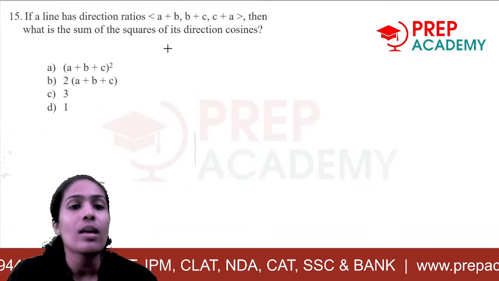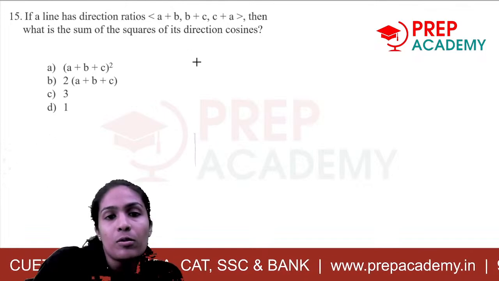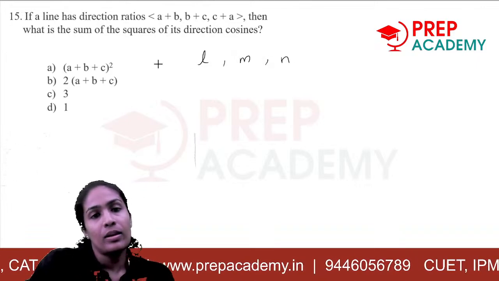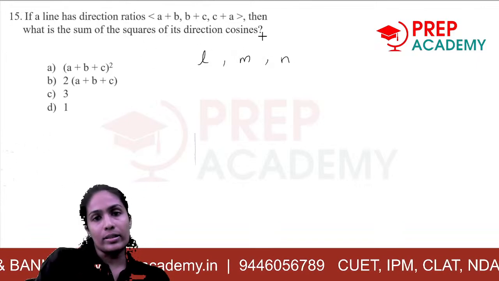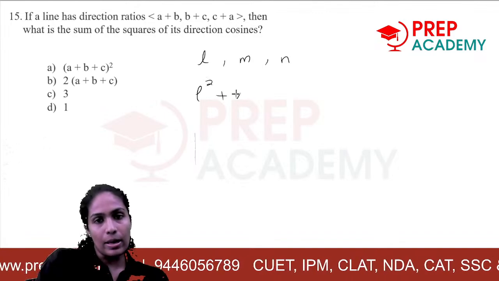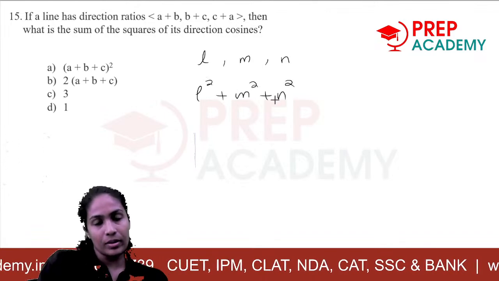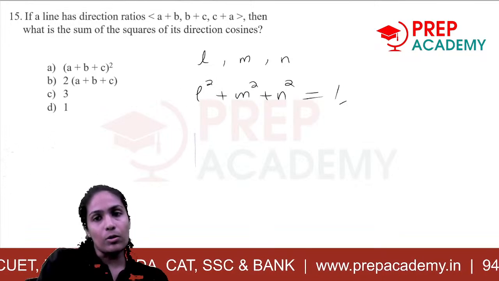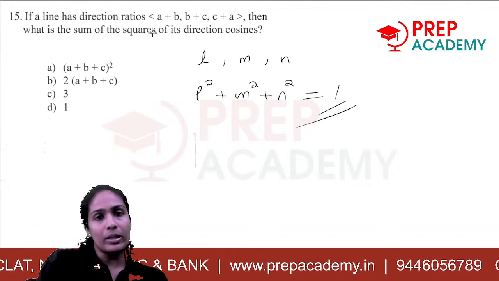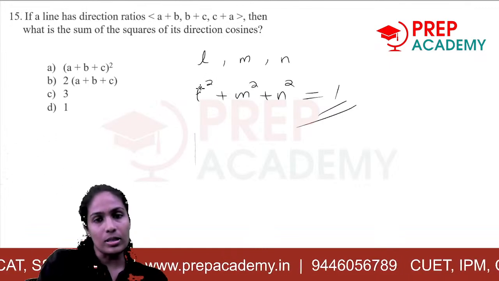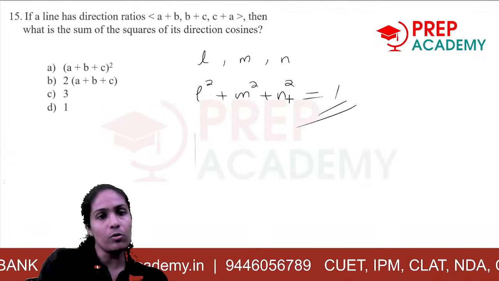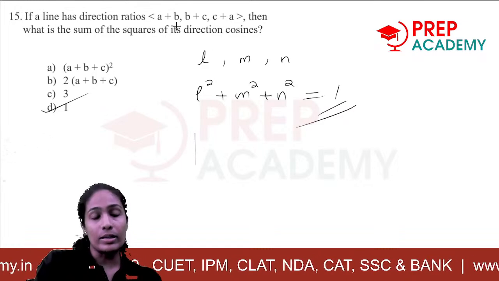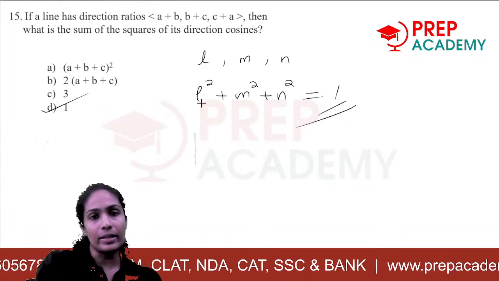So here the question is the sum of the squares of direction cosines. Direction cosines are generally denoted as L, M, and N. Sum of the squares of the direction cosines means L square plus M square plus N square. So you already know the formula that L square plus M square plus N square is always equal to 1. Whatever the direction ratios be, the sum of the squares of the direction cosines is always equal to 1. So you can directly write the answer as 1. Instead of finding L, M and N, you can directly write the answer as 1.